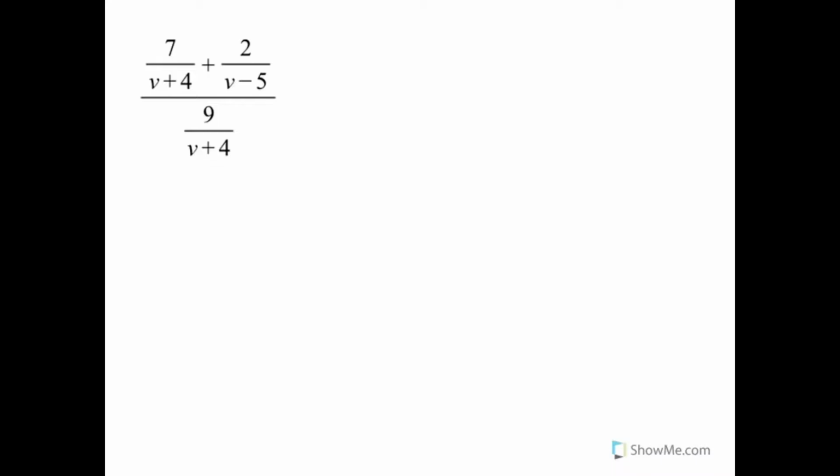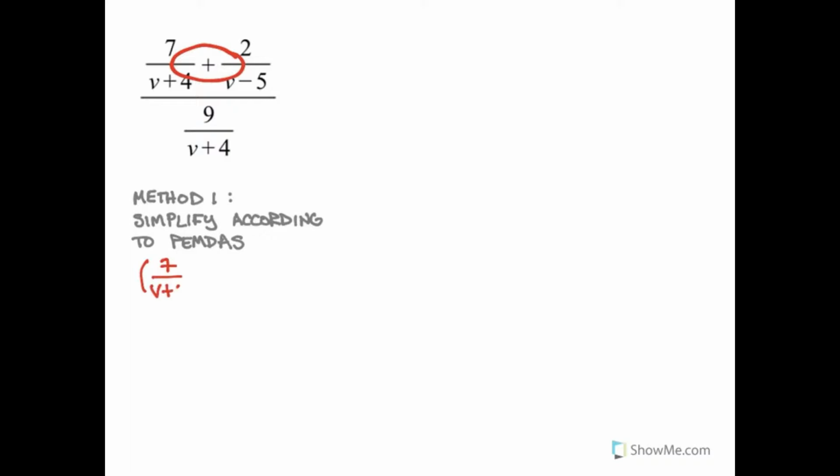Well, here's a complex fraction, and this one's more difficult to simplify because we have an addition in the numerator, an addition of fractions. Well, one method would be just to simplify using the order of operations. So I would add the expressions in the numerator first, and then divide by the denominator. That's a very straightforward method, and it will work.